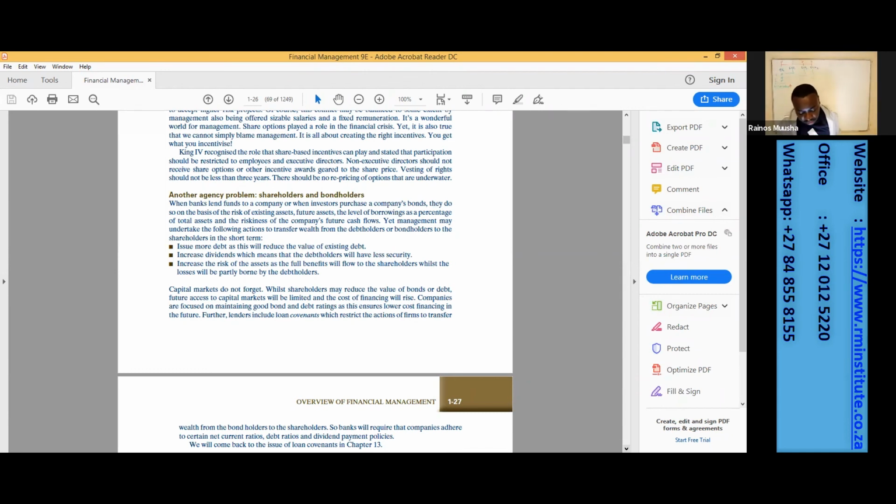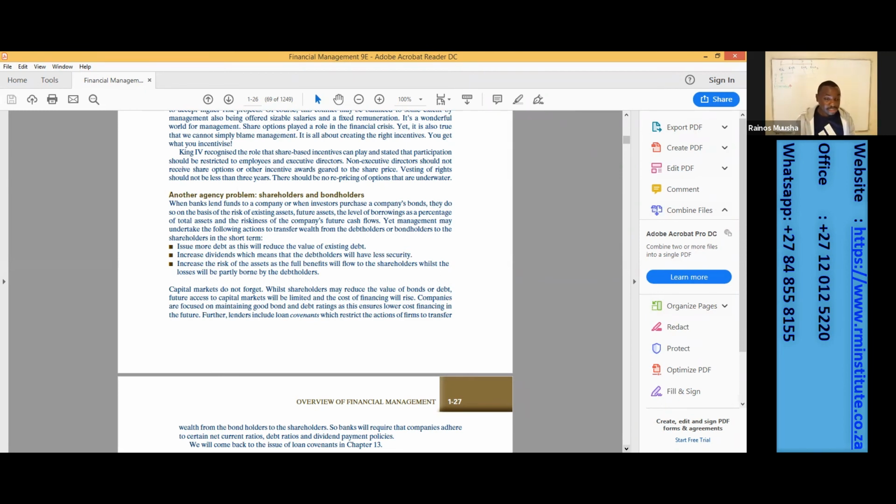This is basically where they're saying that because the shareholders have the voting rights and they're able to influence the direction in which the company is going to go, typically through the annual general meetings, they might pursue decisions which are in their interest and which will benefit them if they pay off, but at the same time would increase the risk of the debt holders.